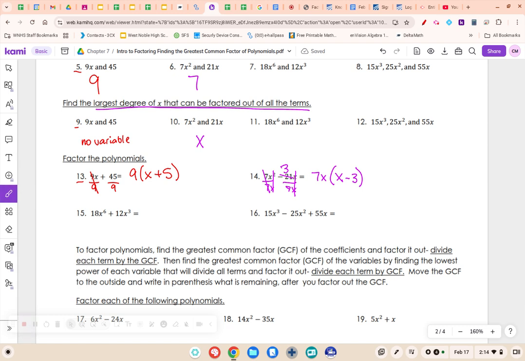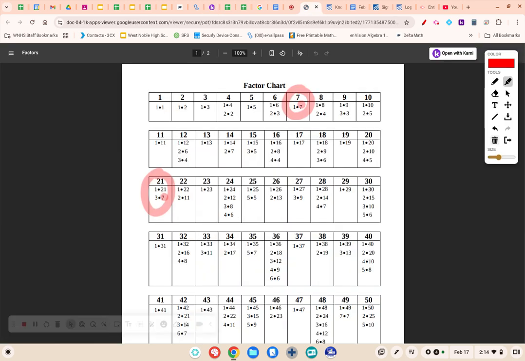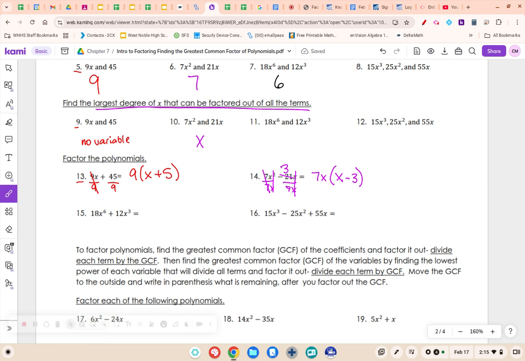Okay, next I'm looking at 18 and 12. I know my GCF number-wise is 6 there. I can go back to my factor chart. What was it, 18 and 12? The biggest number in both of these lists is 6. The most amount of letters I can take out is x cubed.